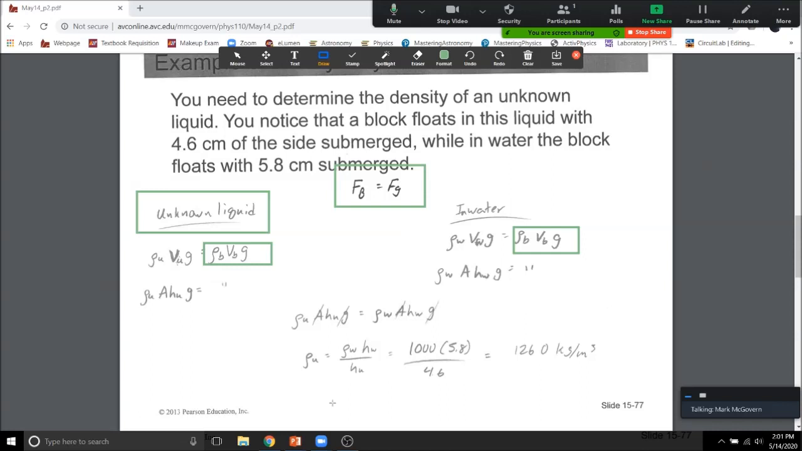So we solve for the unknown liquid's density, and we find that it is more than that of water. It makes sense because we have less of it submerged here. In the water we have 5.8 submerged, but in the liquid we have less. That means more must be above the surface, and that would occur if it's denser. And so we get 1,260 kilograms per cubic meter. Okay, good.